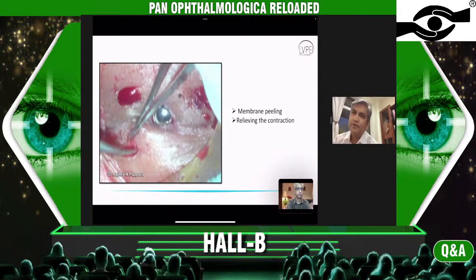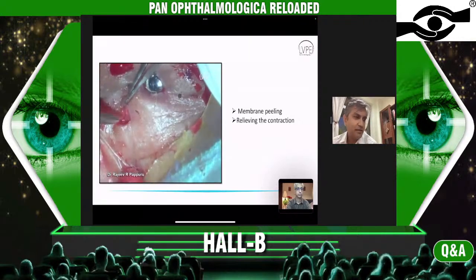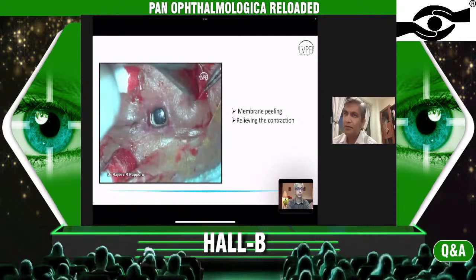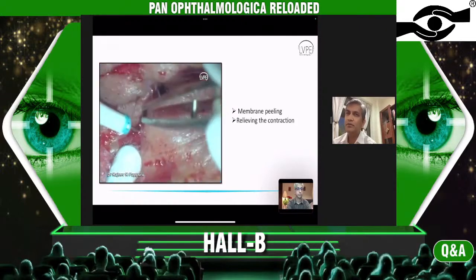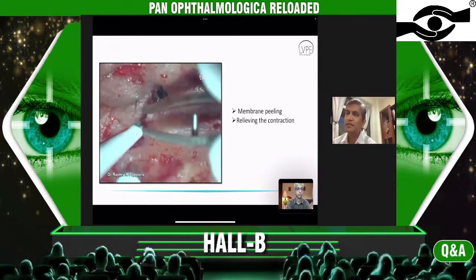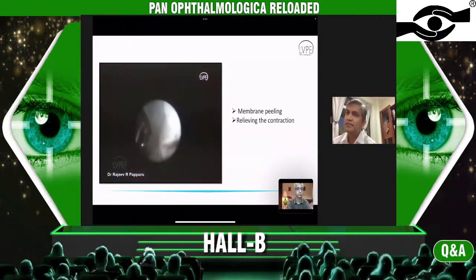I would say what makes these detachments different from a simple rhegmatogenous retinal detachment is the presence of membranes and contraction of the retina. These are the two things which set them apart from regular retinal detachments, and if tackled well, they would give you better results compared to not tackling these two properly.